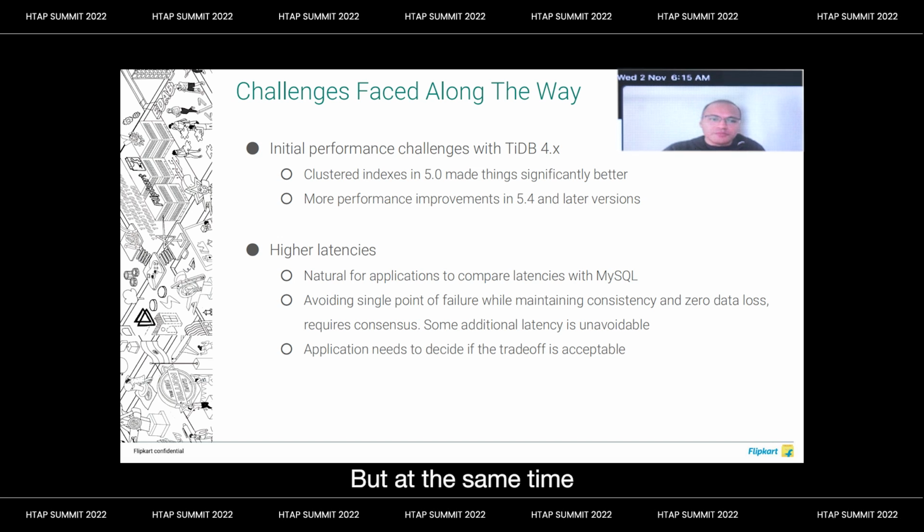But at the same time, we understand traditional MySQL and TiDB are fundamentally different architectures, and the guarantees that TiDB brings to the table in terms of surviving failures with zero data loss and maintaining availability, the robust way of doing all of that is through consensus. And when consensus is involved, there is some latency penalty to be paid.